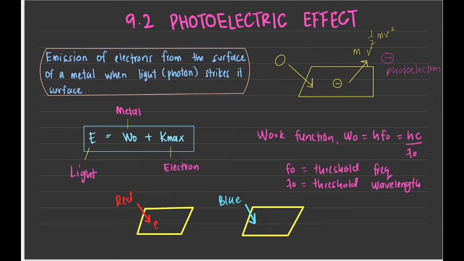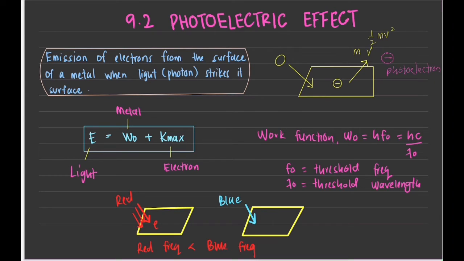Okay, let's see if we strike red light on the metal and blue light on the metal. The red light frequency is lower than the blue light frequency. For red light, there will be no electron emitted. Although you increase the intensity, no matter how much intensity you put in, there is no electron emitted because red light is low in frequency compared to blue.